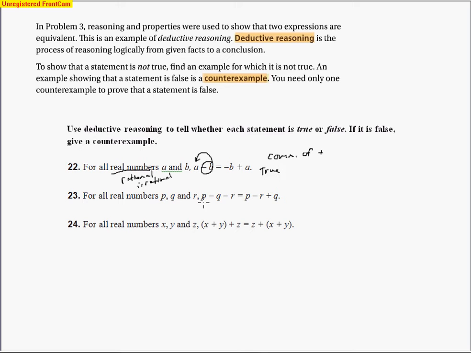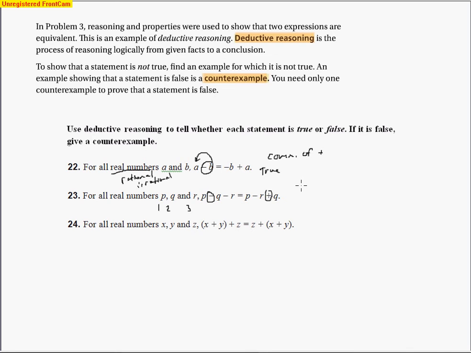Look at this next one. Here we have p minus q minus r. And here we have p minus r plus q. Well, the r's have the same sign, but the q got moved, and it doesn't have the same sign anymore. Notice here it's a negative sign, here it's a positive sign, so this is not going to work. So let's go ahead and substitute some numbers in. Let's say that p is 1, q is 2, r is 3. It doesn't matter which numbers I pick, and I can prove that it's false.